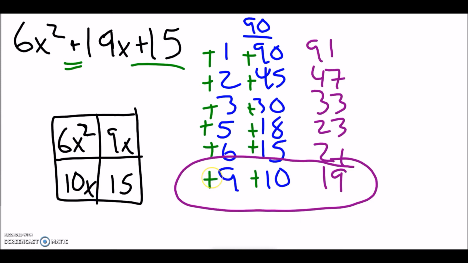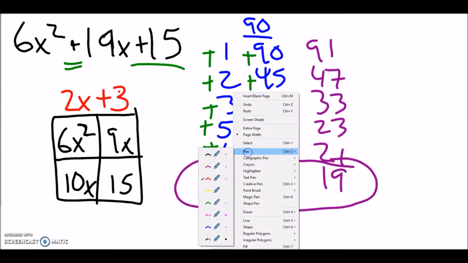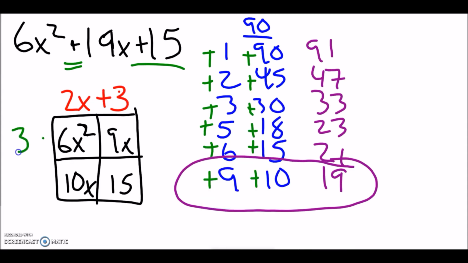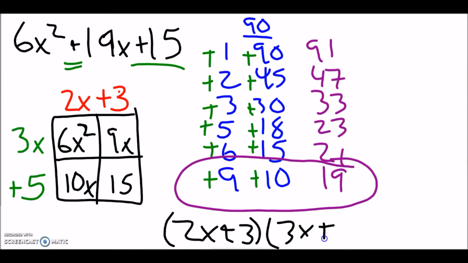Do some GCFs. Left column, 2x. Right column, positive 3. Top row, 3x. Bottom row, positive 5. Get our answers from the outside. 2x plus 3, 3x plus 5. There you have it. And that's how we factor.